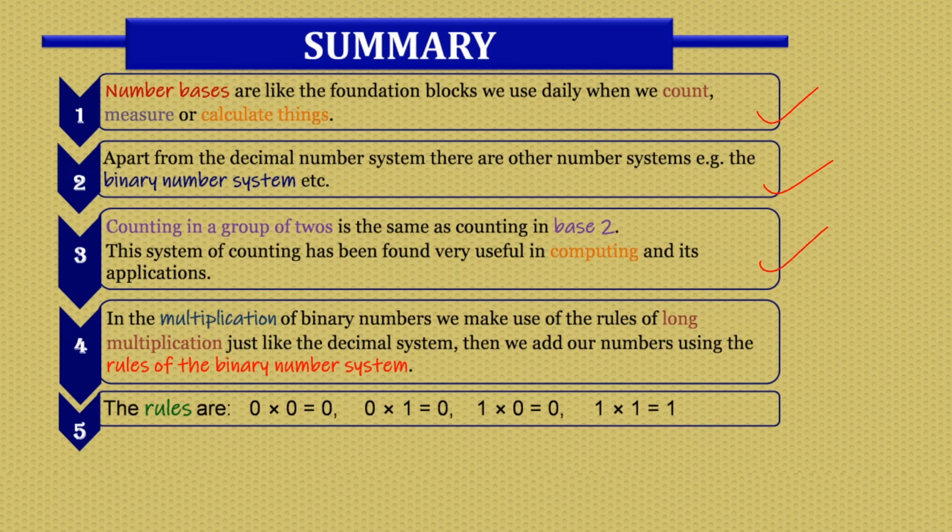Also, we learned that in the multiplication of binary numbers, we make use of the rules of long multiplication, just like the decimal system. Then we add our numbers using the rules of the binary number system. And lastly, we saw the rules of multiplication in the binary system. 0 multiplied by 0 gives us 0. And 0 multiplied by 1 gives us 0. 1 multiplied by 0 gives us 0. And 1 multiplied by 1 gives us 1.